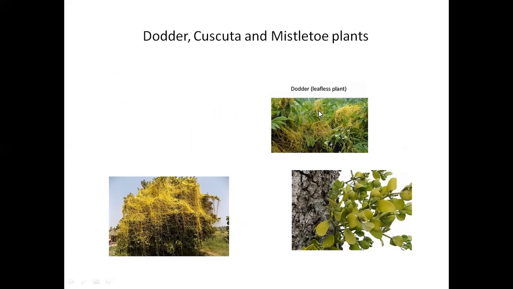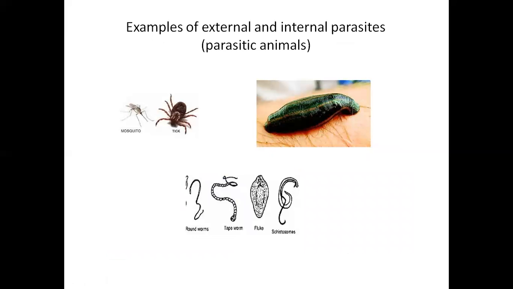Here is a dodder plant, which has no leaves. Then here is your Cuscuta. Cuscuta has a special kind of root called adventitious root, and these roots bear haustoria. So it clings onto the plant surface and starts sucking the nourishment from the plant. This is called haustoria. Here you can see a mistletoe plant. It is a partial photosynthetic plant. It can undergo photosynthesis, but only for certain things. It is depending on the host plant. Let us see this in detail later.